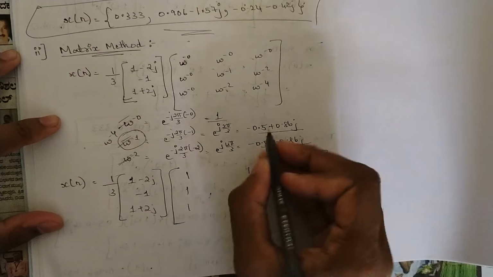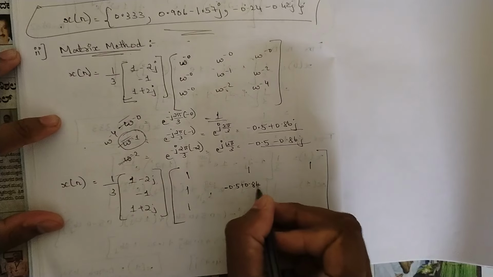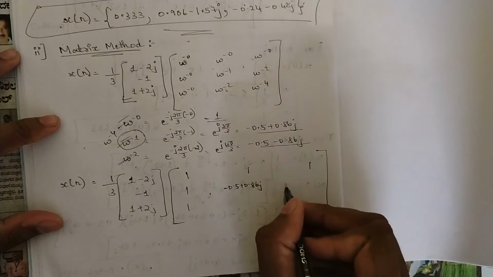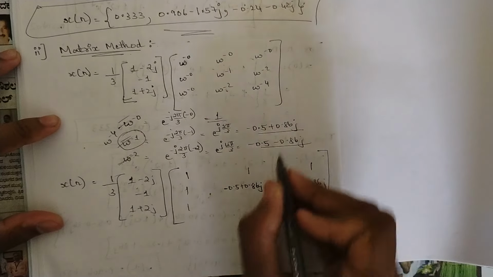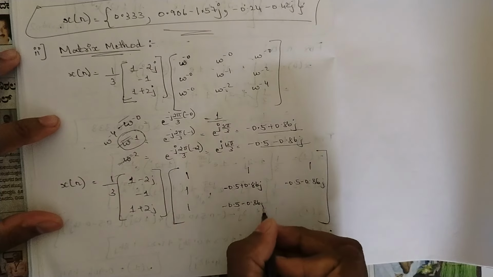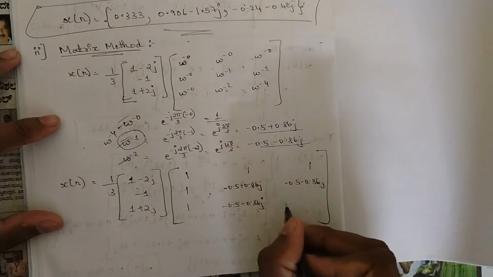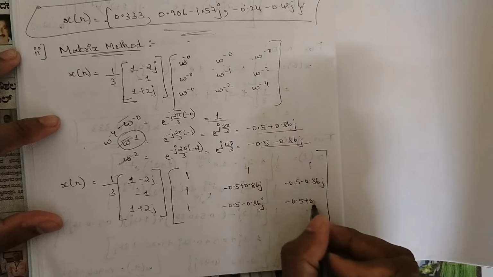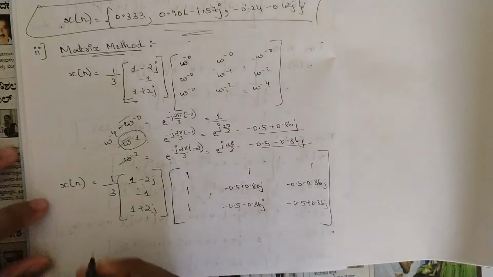So w power minus 1 is minus 0.5 plus 0.86j. w power minus 2 is minus 0.5 minus 0.86j. w power minus 3 is again the same thing, minus 0.5 minus 0.86j. Then w power minus 4 is minus 0.5 plus 0.86j. Okay, so now we should be doing the multiplication part.